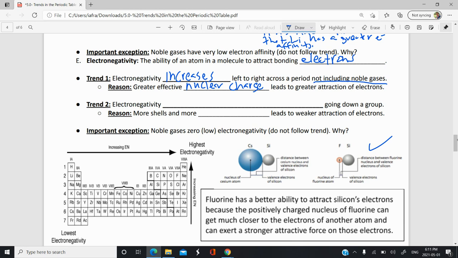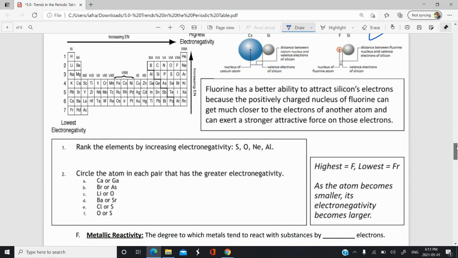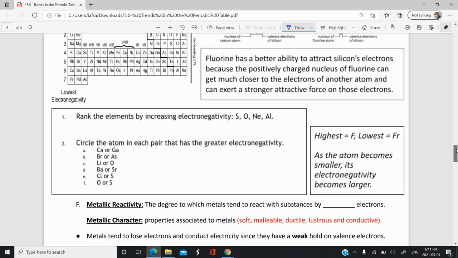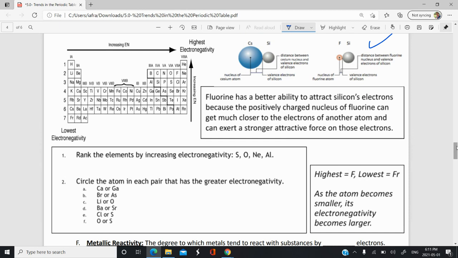And then electronegativity decreases going down a group. That's just because the more shells that you have and more shielding leads to a weaker attraction for those electrons. And it's also related to the size, right? A larger size means your nucleus is farther away from the electrons in that bond with the other atom, so you just have a weaker hold on them. So let's go ahead and do some practice problems related to electronegativity.